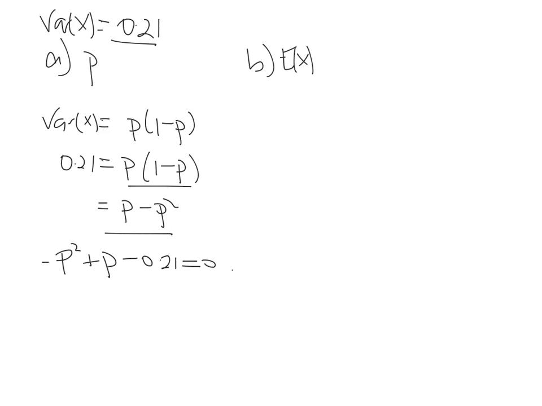So now we can apply the quadratic equation, or we can just plug it into CAS. Either will work just fine. And what we'll find is that p equals either 0.3 or 0.7. So you take one of those two values.